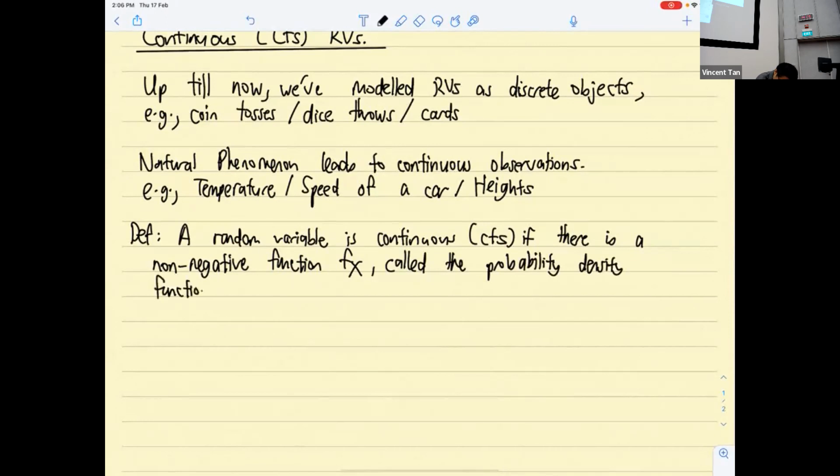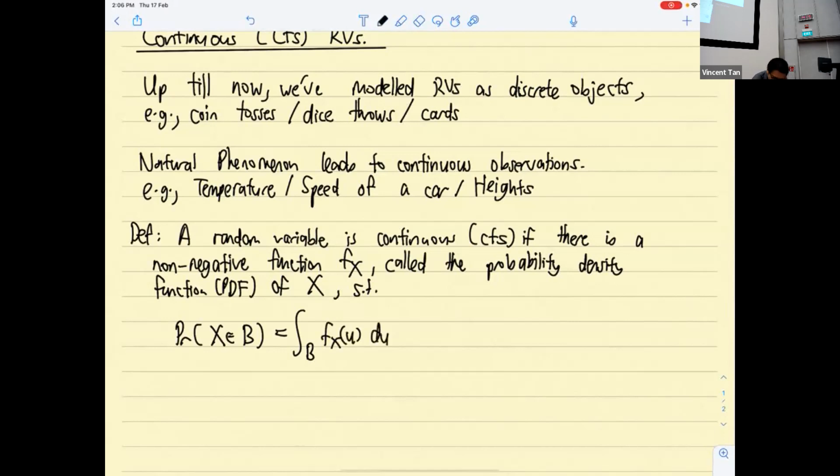And this is abbreviated as PDF. Okay, probability density function, or PDF for short, such that the probability that X takes on a number in the set B can be expressed as the integral of f_X(u) du. So maybe you can put u here, because the variable of integration is u.